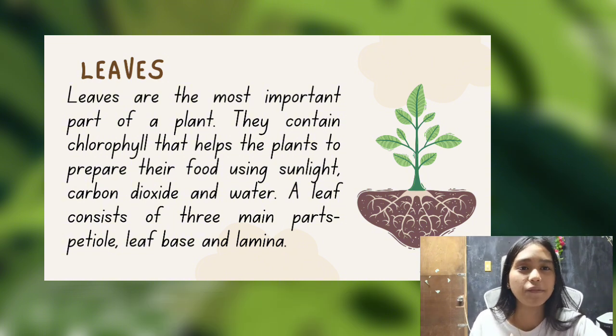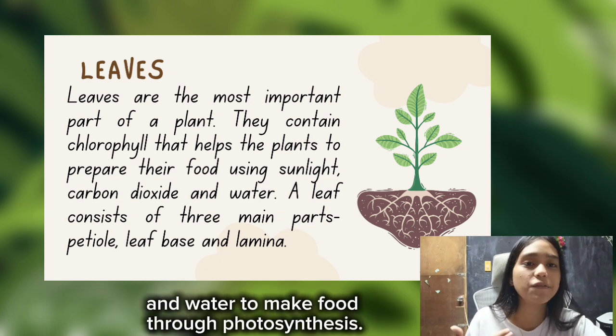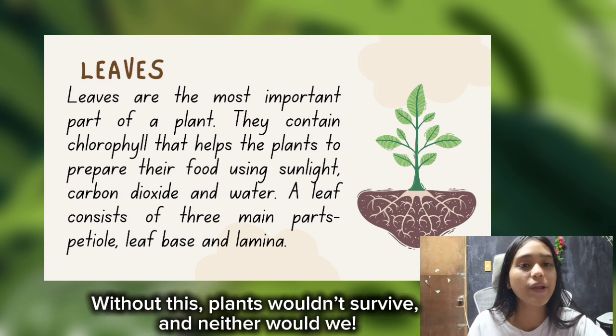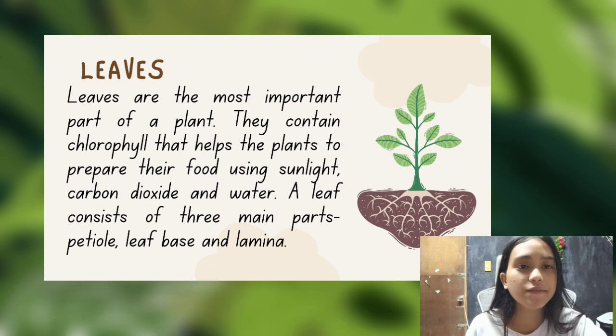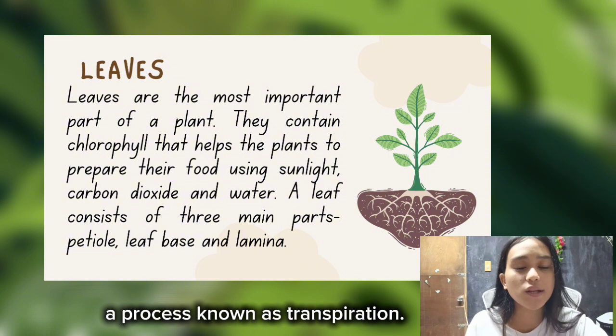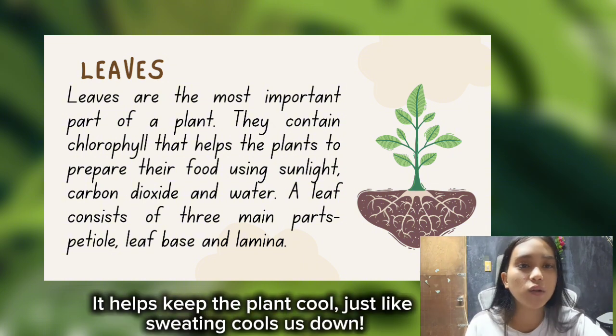What are the functions of leaves? Green leaves take in sunlight, carbon dioxide, and water to make food through photosynthesis. Without this, plants wouldn't survive, and neither would we. Leaves release extra water through tiny pores called stomata, a process known as transpiration. It helps keep the plant cool.